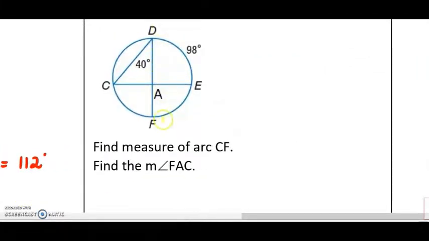The trick with some of these problems can be to focus on which angle is making which arc. So at times a highlighter will be helpful. I did post the PDF online so that you can print that out if that helps you. CF is formed by angle CDF. So the measure of the angle times 2 is the measure of the arc.